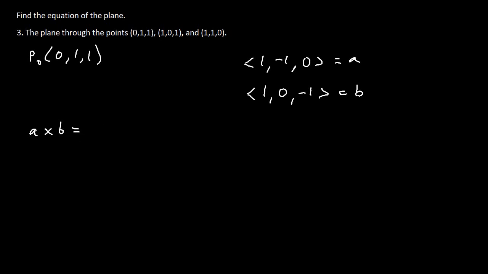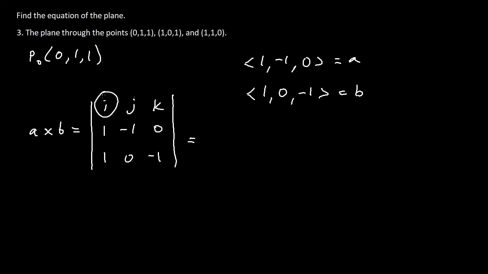So remember, when we take the cross product, we're going to create a matrix here. On the top row we have I, J, and K. Since A is being multiplied first, we'll put its components on the second row. So A's components are 1, negative 1, and 0. And B's components are 1, 0, and negative 1. And let's go ahead and put it in determinant notation.